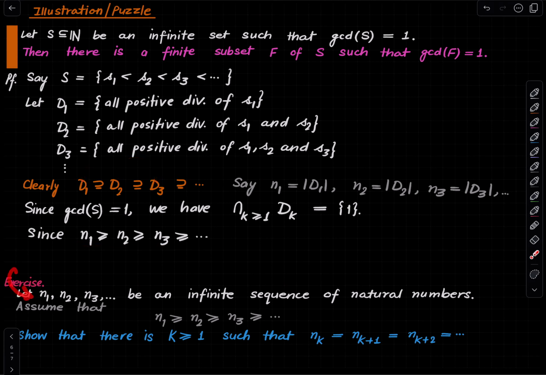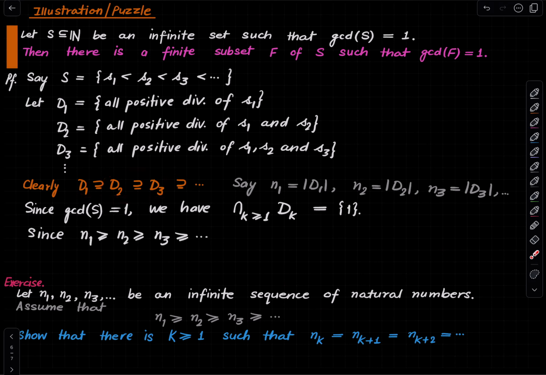Now if we use this exercise, we know that this sequence eventually stabilizes. It eventually becomes constant. Meaning after a certain point, these sets do not change. Because these are containments, if the sizes of these sets do not change after a certain point, then because of this containment relation, the sets do not change.